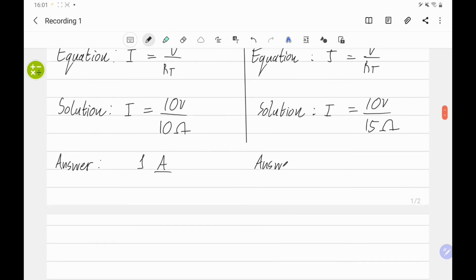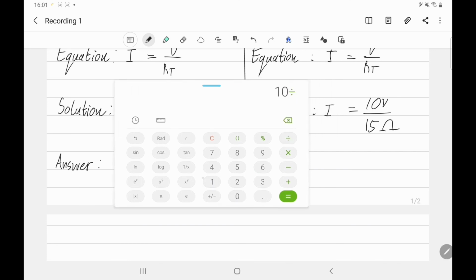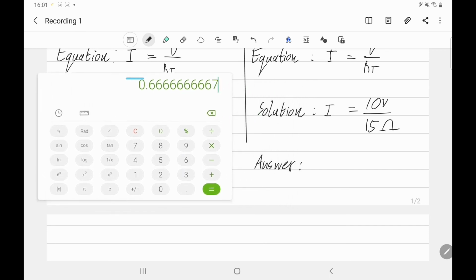And our final answer is, we can't just find out our final answer like that, so let's use a calculator. So, 10 divided by 15. And that equals 0.66666666667. That answer is too long, so we're going to have to round it off. So, I, or current, equals 0.67 ampere. So our answer for the second current is 0.67 ampere. The current in the second circuit is 0.67 ampere.